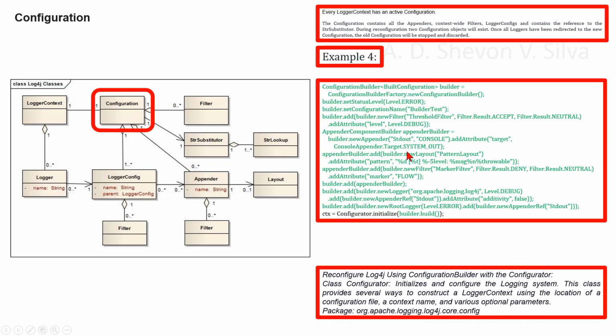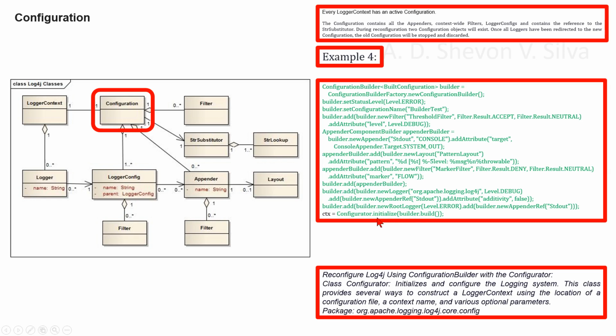As example 4, we can consider reconfiguring Log4j using the configuration builder with the configurator. Here the class Configurator initializes and configures the logging system. This class provides several ways to construct a LoggerContext using the location of a configuration file, a context name, and various optional parameters.